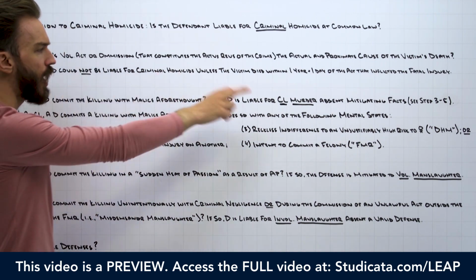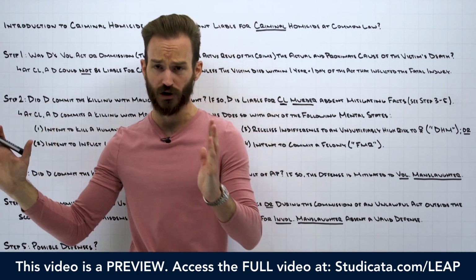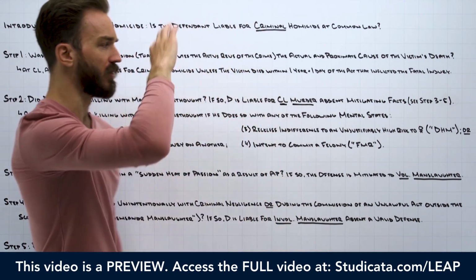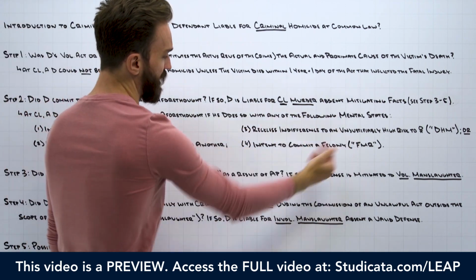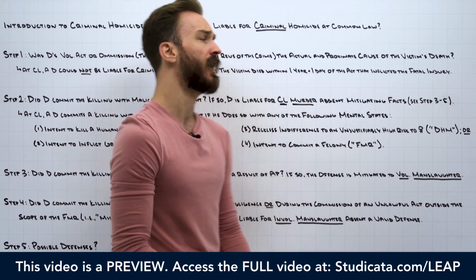So essentially, this common law year and a day rule puts an actual time limit on our causal chain. If you remember from our last lesson, that big timeline we had drawn on the board, and we talked about different things that could happen during the timeline.